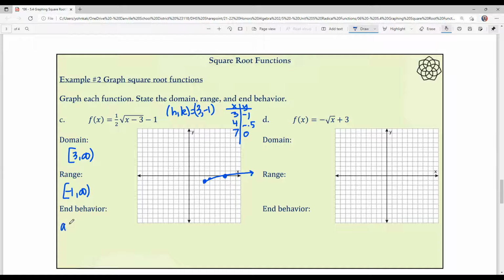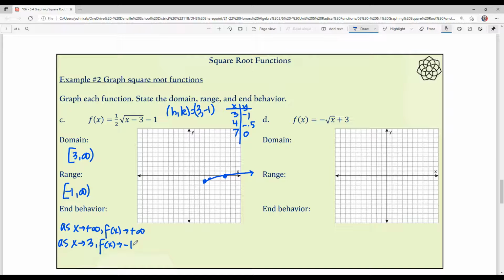My end behavior, as my x's get bigger or approach positive infinity, my f of x's are also approaching positive infinity. On the other side, as my x approaches 3, my f of x is approaching -1. Again, h and k.